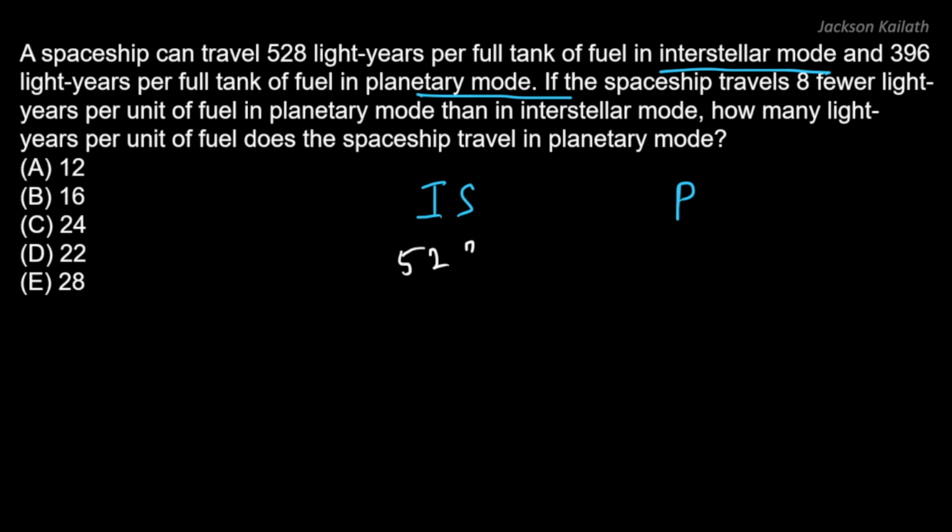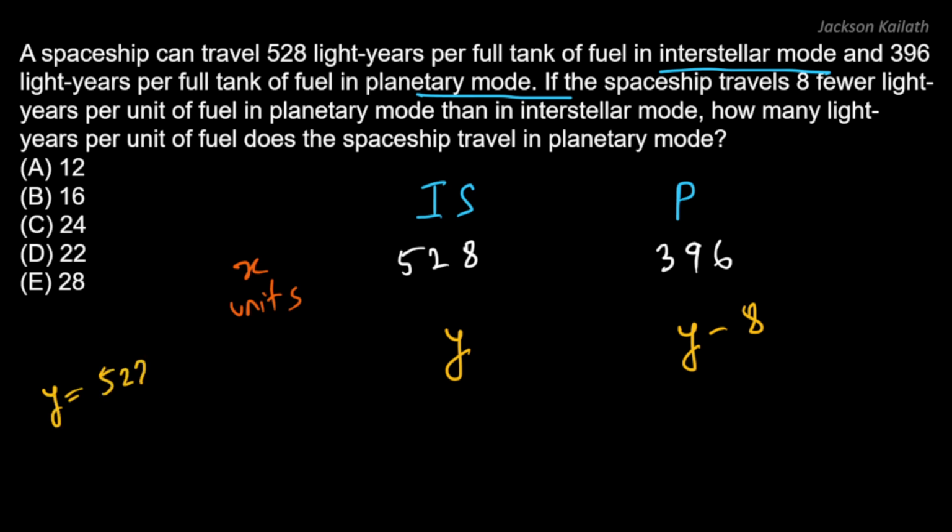So let's go ahead. It's mentioned that in interstellar mode, the spaceship covers 528 light years per full tank. Let's assume that one full tank is X units. And it's mentioned that the difference between interstellar mode and planetary mode is 8 light years per unit of fuel, right? So if in interstellar mode it's traveling Y light years, then in planetary mode, the spaceship would travel Y minus 8 light years. Now, we can link these two pieces of information. If this is 528 and it is X units, then in 1 unit, that would be 528 by X, which is what we have as Y over here. And in a similar manner, 396 by X will give you Y minus 8.